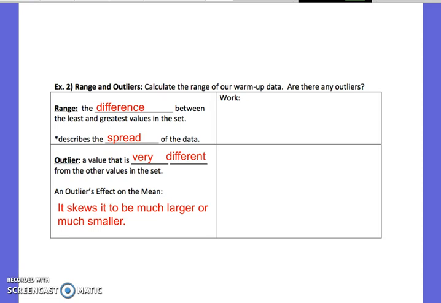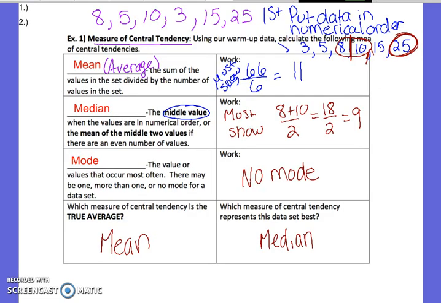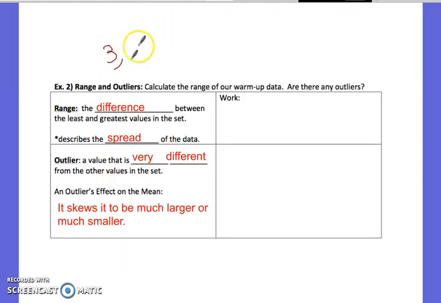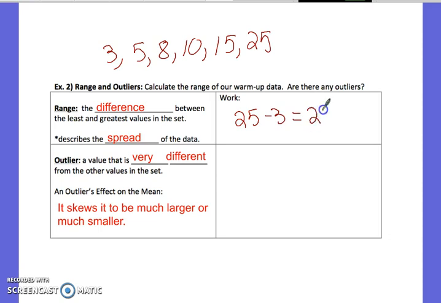Range and outliers. The range is the difference between the least and the greatest values in our data set. Let's look at our data from before. We had 3, then we had 5, 8, 10, 15, and 25. To find the range, you would do 25 minus 3, which is 22. Again, I need to see that work. It describes the spread of the data. It means if you were on a number line, there would be 22 different tallies. It's pretty far apart.